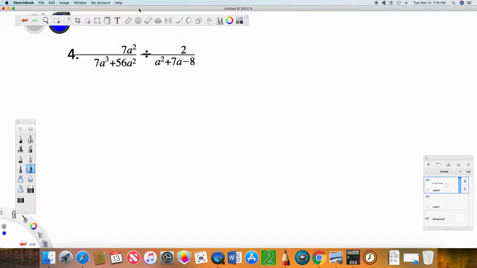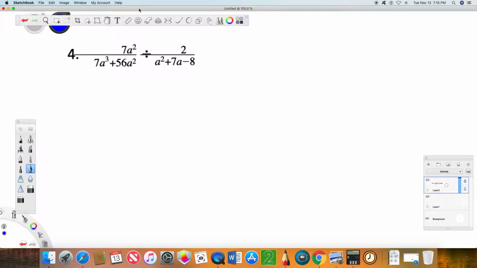Let's take a look here at problem number 4. We have two rational expressions. We're asked to divide the two rational expressions, write it as a single rational expression in lowest terms, and also state any restrictions that we have. And that's where we have to be really careful with division, because there's going to be 2 points during our solution that we have to stop and think about restrictions.